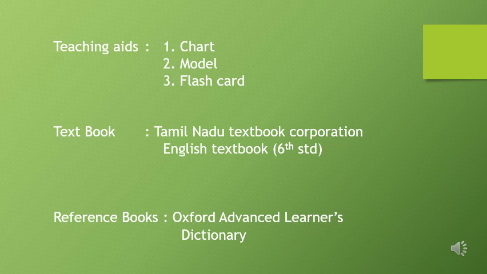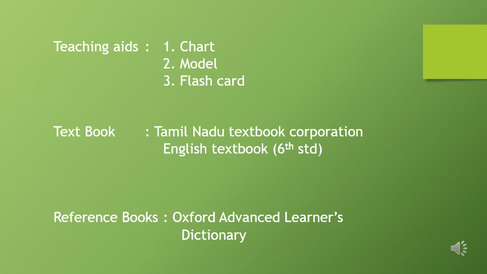Next, as we have seen in the prose lesson plan format, here also you should write teaching aids, textbook and reference book. In the reference section you can use the Oxford dictionary or an encyclopedia, and you can also write some internet resources. Instead of writing a reference book, you can write internet resources, and then you should give the link where you took the resource.